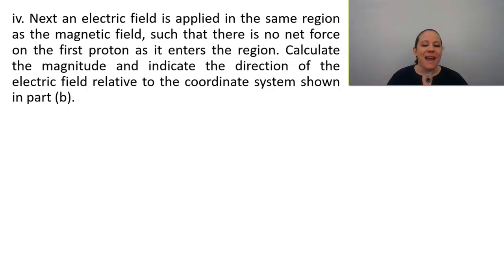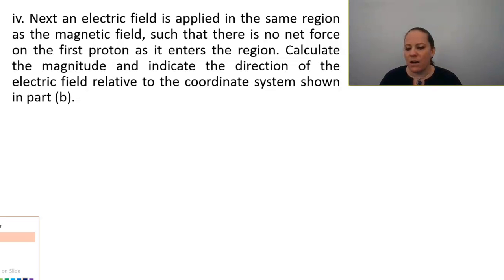Part 4, next, an electric field is applied in the same region as the magnetic field, such that there is no net force on the first proton as it enters the region. Calculate the magnitude and indicate the direction of the electric field relative to the coordinate system shown in Part B. So let's start with the magnitude, and then I'll refresh that coordinate system for you.